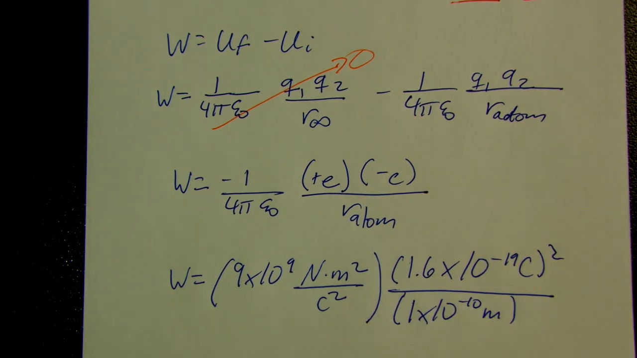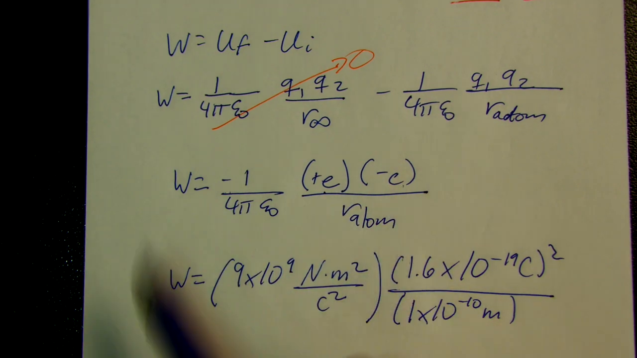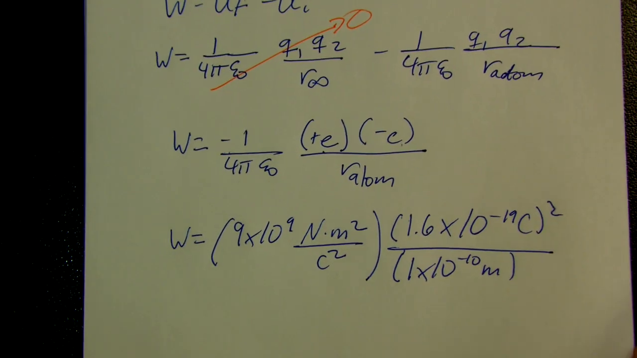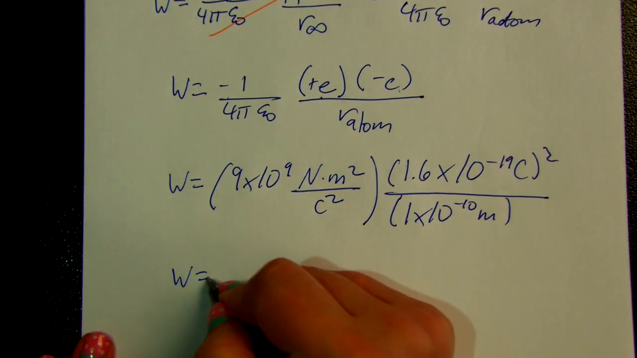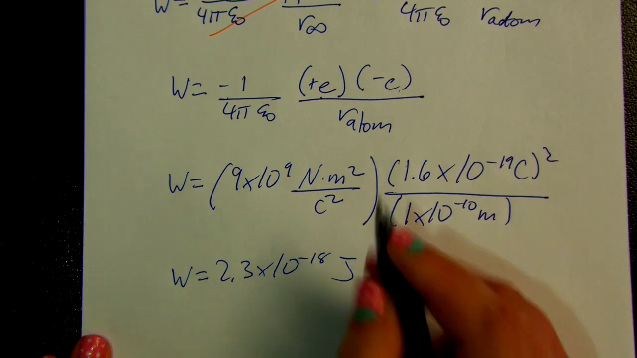So let me say a quick thing about the sign. I see that we've got a positive here and we've got two negatives. So our overall answer is going to be positive, and what I've done here is I've decided to just say our overall answer is positive. Based on this reasoning, therefore, I'm just going to square 1.6 times 10 to the minus 19, and I'm good to go. All right, so the work is equal to 2.3 times 10 to the minus 18 joules.